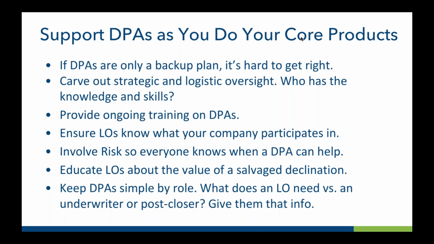Maybe it's because they just don't know or don't have a good way to keep up with what you participate in as a company, what is available to them. So take a look at that. Involve risk, so everybody knows when and where and why a down payment assistance program can help. In what scenarios would a down payment assistance program be available? And when could it help and how could it help?